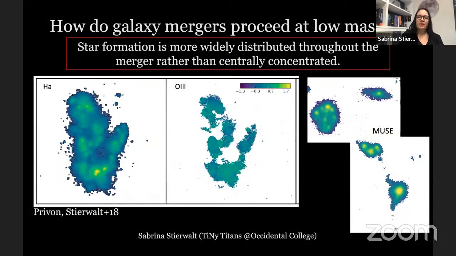So these are some beautiful MUSE images of some of our interacting dwarfs. And we found that the star formation, here highlighted by some of these H alpha images, is much more widely distributed. We don't find generally a centrally concentrated star formation happening in these things. We see the star formation spread out throughout the dwarf and throughout the interaction.